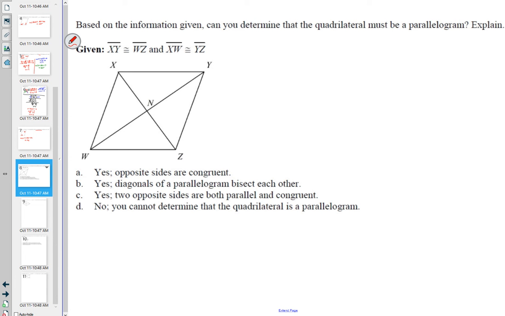Based on this information, can you determine that this is a parallelogram? They tell us that XY is congruent to WZ, and XW is congruent to the other side. Is that enough information? Yes, it is. If both pairs of opposite sides are congruent, or if both pairs of opposite sides are parallel, that is enough. Here in this case, it happens to be congruent, so yes, A. We don't know that they're parallel, but that's enough.